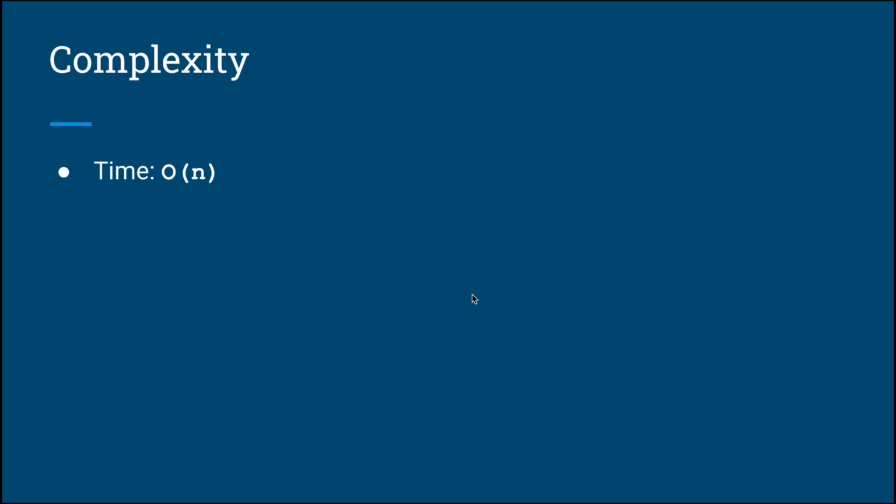If you talk about the complexity, we have iterated the whole array, so the time complexity is O of n. For space, we have not taken any extra storage, so the space complexity is O of 1, that is constant, no extra space used. Okay, so that's it, guys.